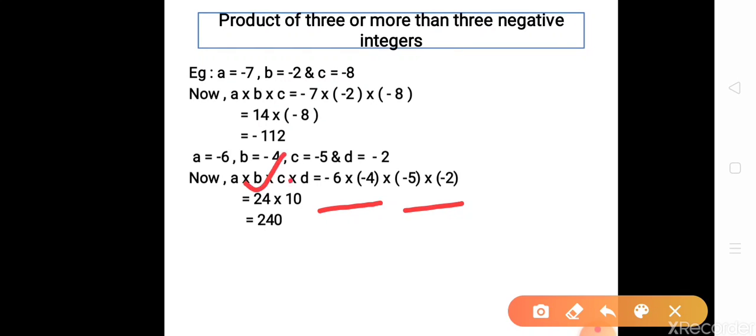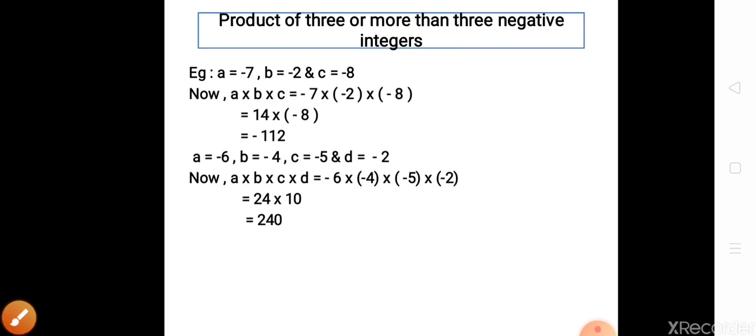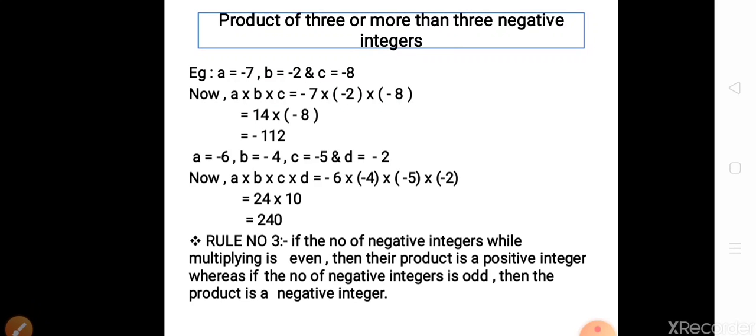So we got 24 and 10, and multiplying these two we got 240. So here comes rule number 3. It says that if the number of negative integers while multiplying is even, let's say 2, 4 or 6 negative integers and so on, then the product is always a positive integer.